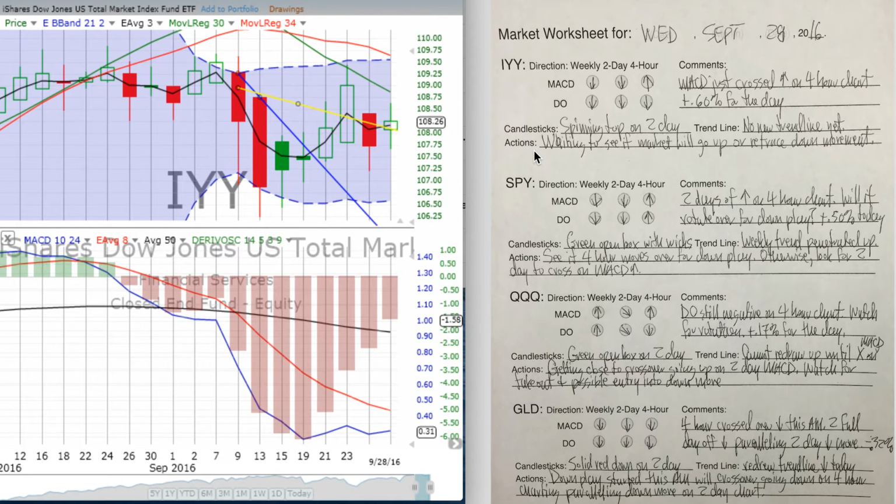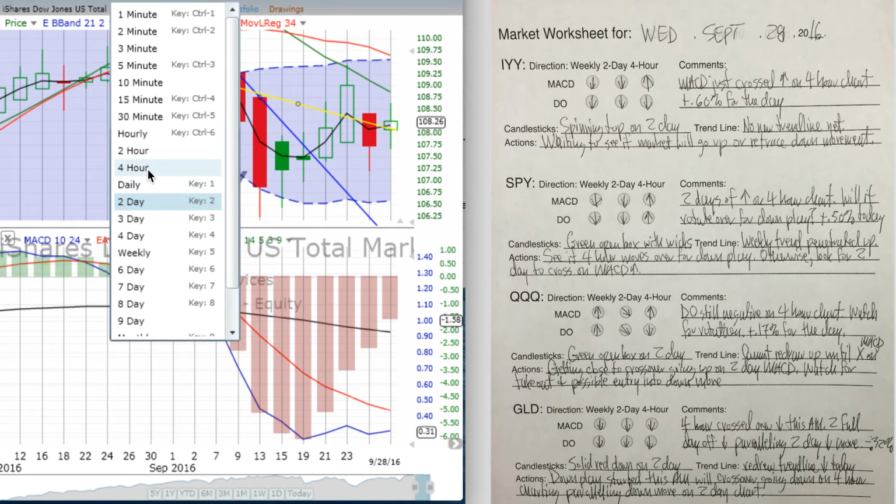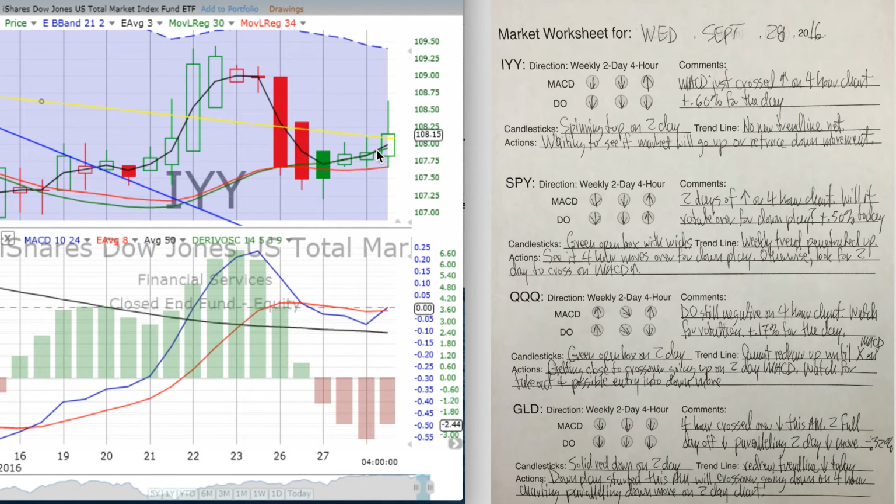Actions. What are we waiting for? Well, we're waiting to see if the market will go up or retrace the down movement. Currently in a down movement on the weekly and on the 2-day. We have that on our charts. And we have a little schizophrenia going on in our 4-hour chart. So if it rotates back over going down, we want to find an entry point and get into an inverse down play. Okay? Does that make sense? It ought to.